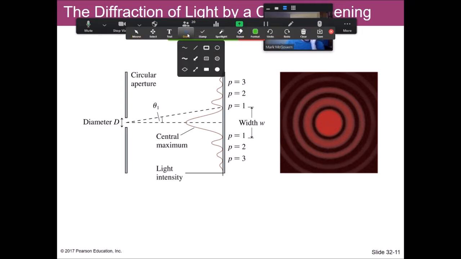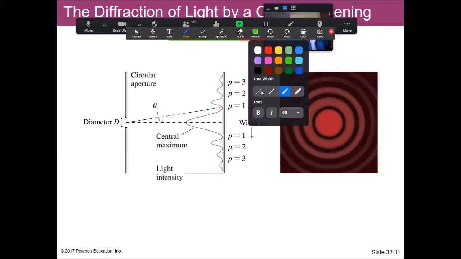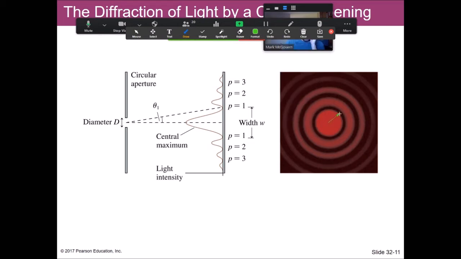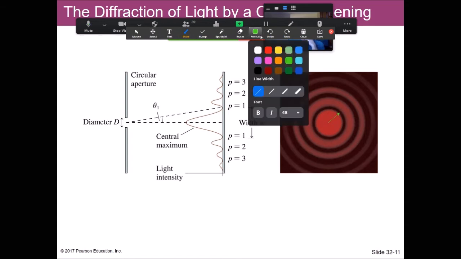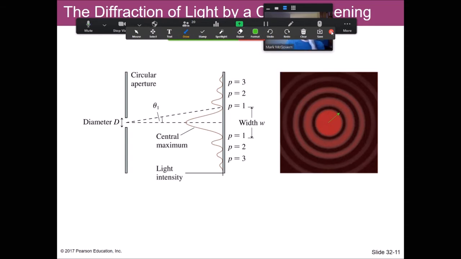I'll annotate this. It's from the center out to the first minimum. So that's the radius of that center spot there. Yeah, it's the radius of that center spot there. So you double that, that gives you that distance there, the angular size at least there. Okay. Great.